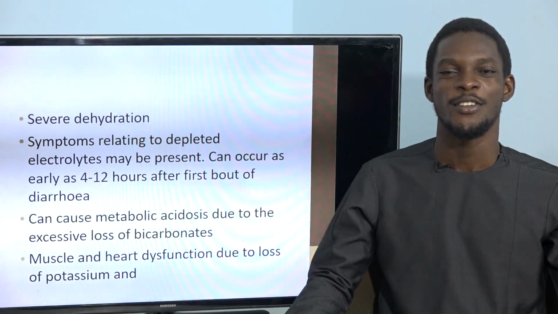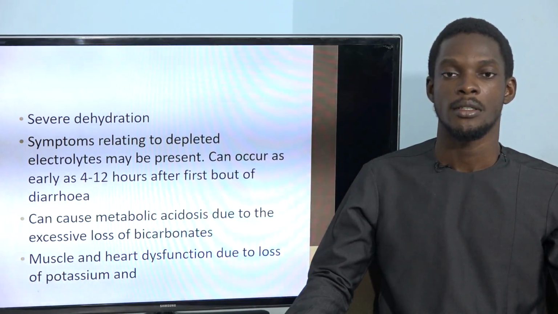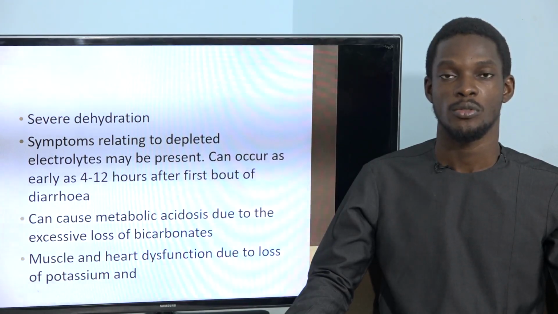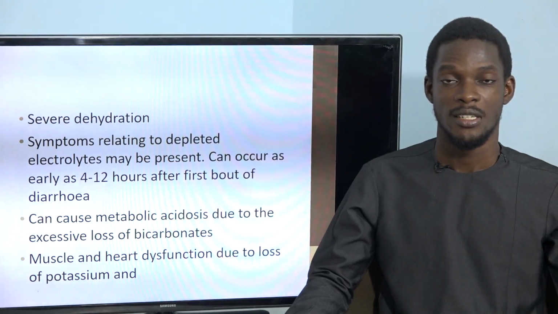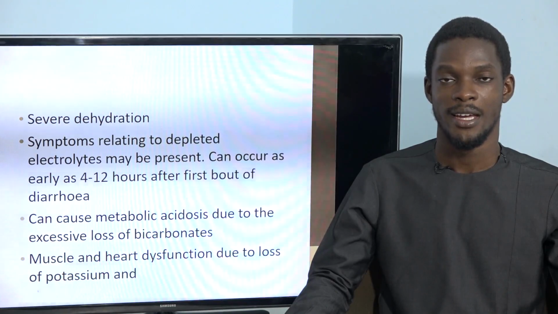You also have severe dehydration because you are losing too much water. And because of severe loss of electrolytes, you also experience a lot of symptoms relative to these losses of electrolytes. And this can occur as early as 4 to 12 hours after the first diarrhea occurred. It can cause severe metabolic acidosis due to the excessive loss of bicarbs.